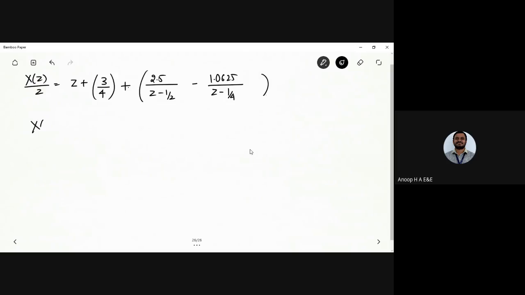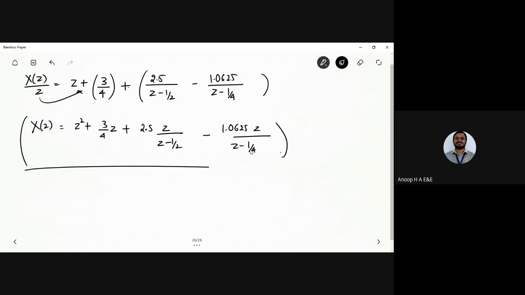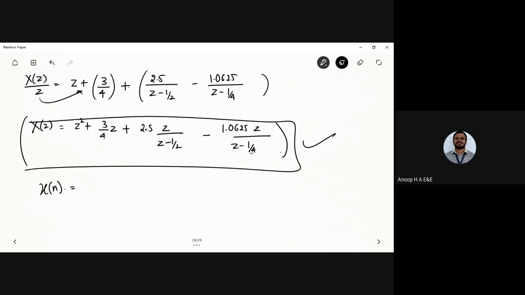Let me quickly multiply this z over here. Z squared plus 3 by 4 z plus 2.5, that's multiplied with z into z minus 1 by 2, minus 1.0625 z divided by z minus 1 by 4. Now can you let me know what would be the inverse z transform? I need to take the inverse z transform of this. So what is the thing that it's dependent on here?